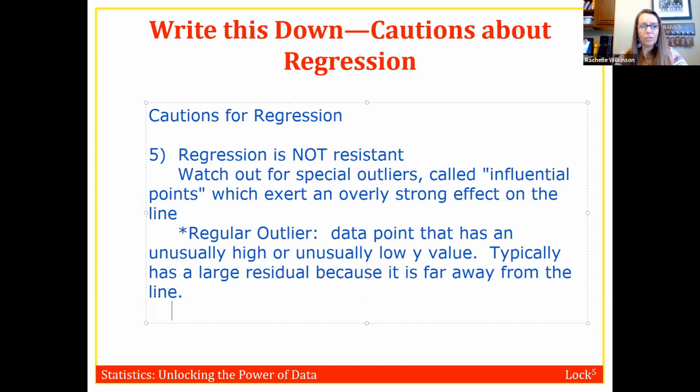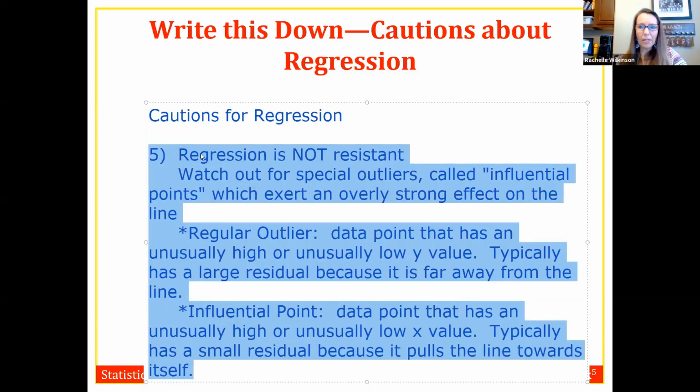Next, let's talk about these influential point outliers. An influential point is different because it is going to have an unusually high or unusually low X value. So thinking about horizontally along the X axis, it's going to have an unusual X value. And it's typically going to have a small residual because these influential points have so much influence on the line that they pull the line towards themselves. So if they pull it towards themselves, then their distance from the line is not going to be that far.